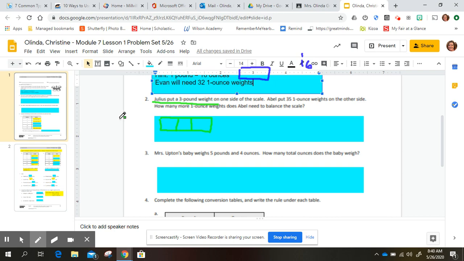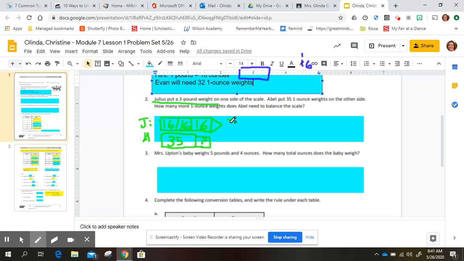And we already learned that 16 ounces equals a pound. So here's 16, 16, 16. That's Julius's, and we'll put a J here for him. And Abel, we know that he has just 1 box, and it's 35 ounces. And I know it's going to be shorter because they want to know how many more do I need to put here to make them balanced, to make them equal. So that's my question mark.